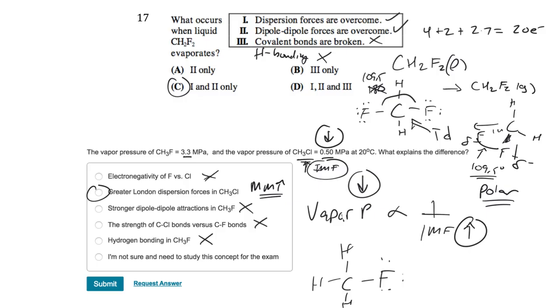So we need weaker bonding in CH3F that can be explained by a weaker dispersion force. Dispersion forces increase pretty well if you have a larger size molecule. So that's what we're seeing here, just a greater dispersion force in CH3Cl compared to CH3F. Okay, we'll move on to the next question.